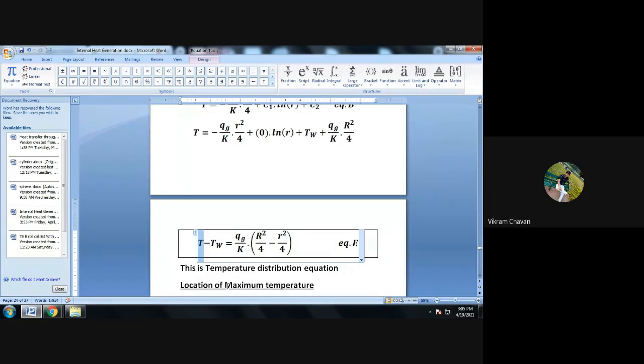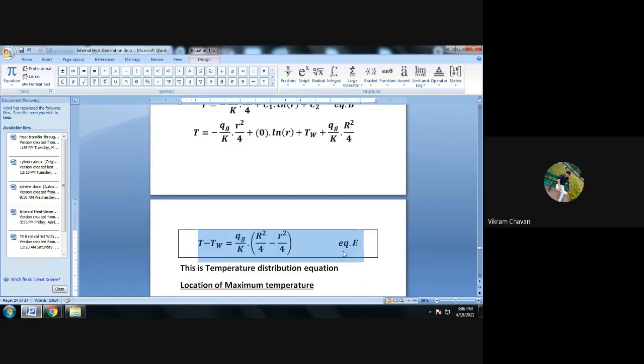So you can determine, okay, there is no need to explain further things, how to determine the location of maximum temperature and how to consider the dissipation of heat from the surface to the surrounding. To determine the location of maximum temperature, we have to differentiate this temperature distribution equation with respect to r and equate it to 0, and then we will get the location of maximum temperature in the form of small r.